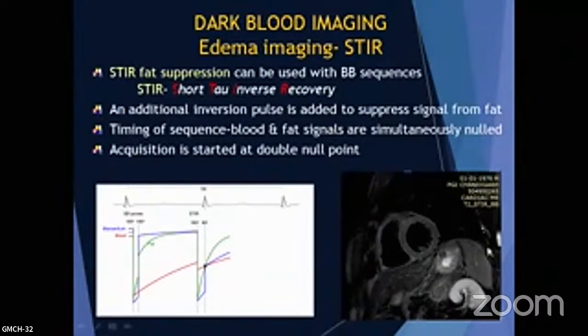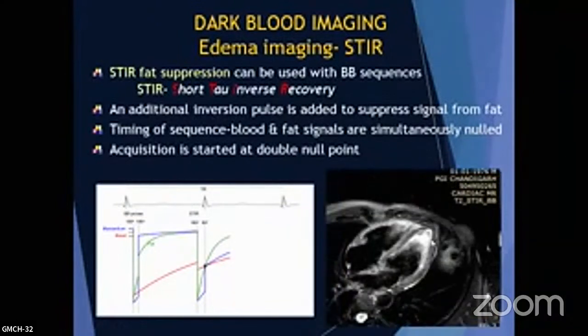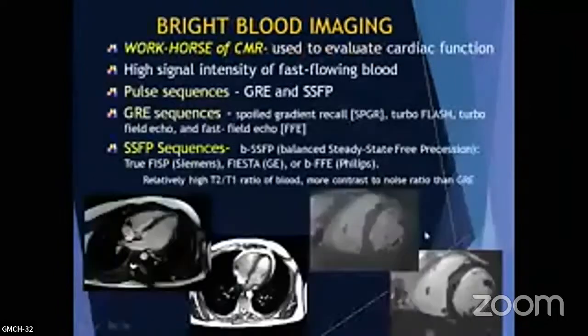This is how the images look. The blood is all black and the background is suppressed, and only the tissue you see. In this patient, the apex myocardium is so bright. This was a patient of suspected myocarditis.